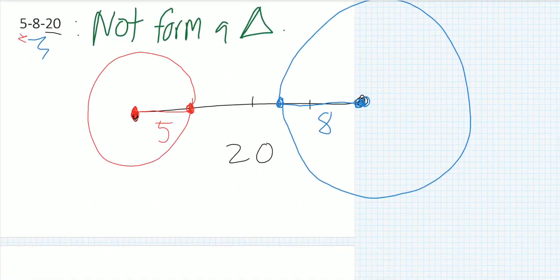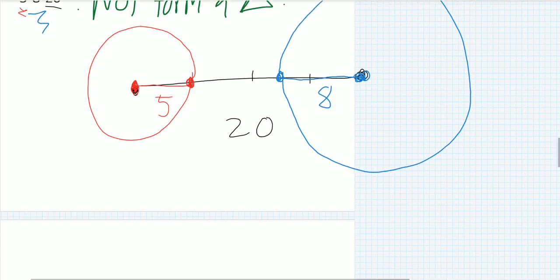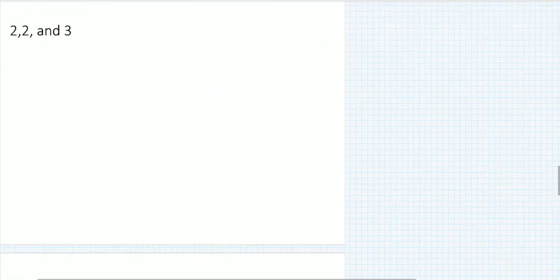The 5, 8, 20 did not work. Already in your head, start thinking, you know, what's a pattern? What can I look at? What's going on? And check if it works here for this one. So do you think the 2, 2, 3 is going to work?